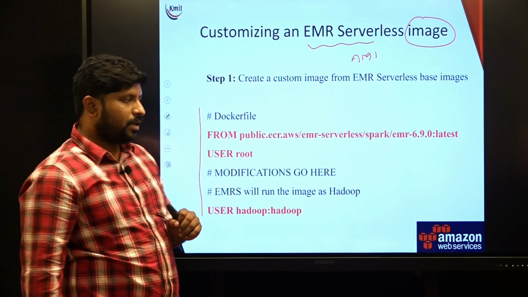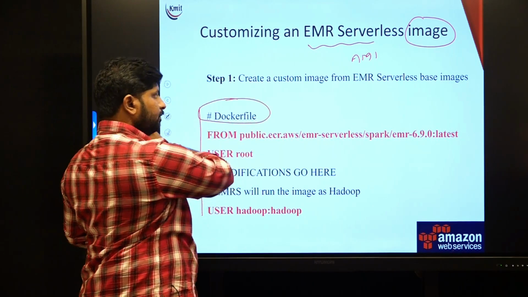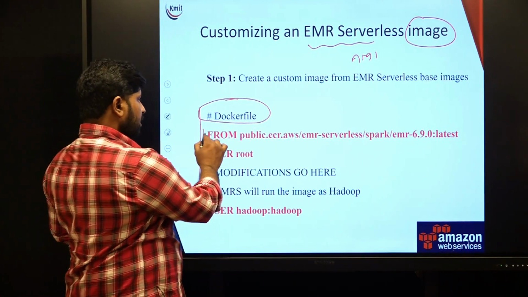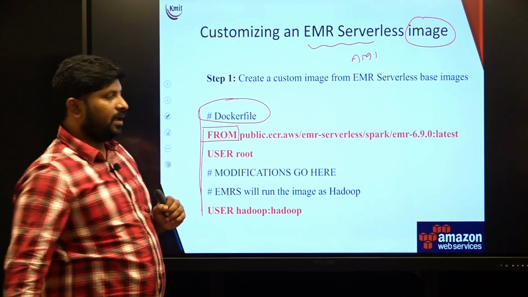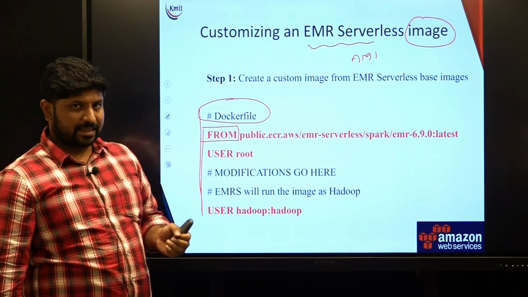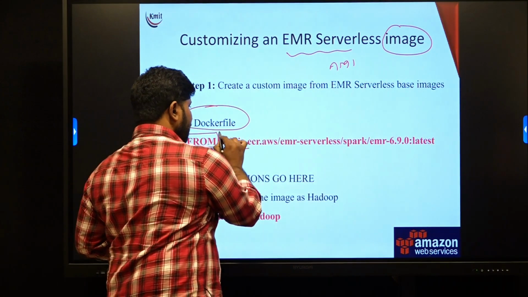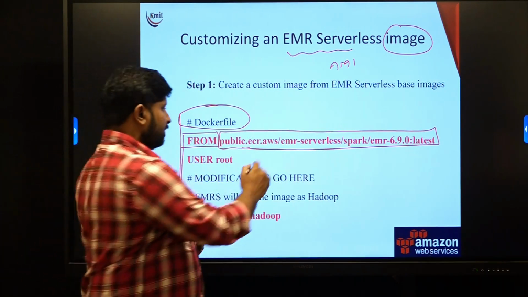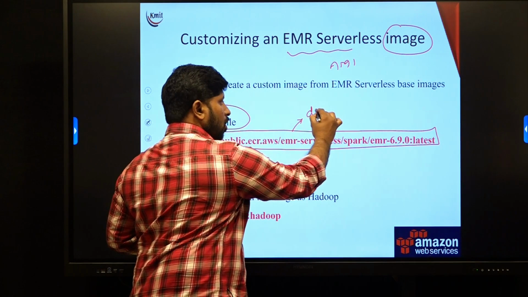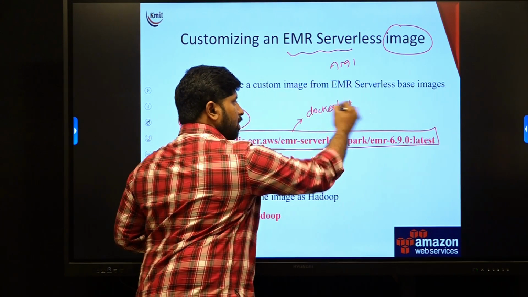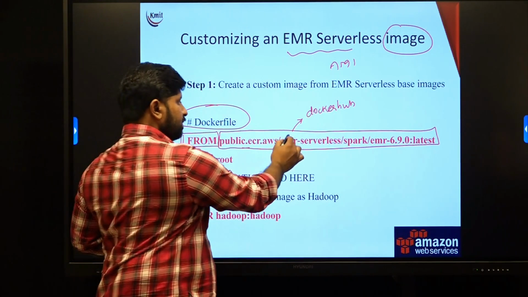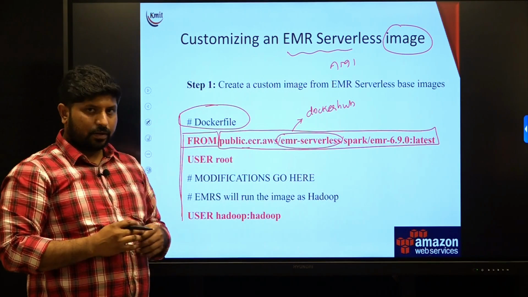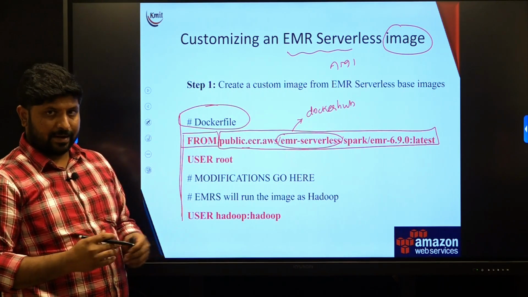So, the first step over here is, we need to create a Dockerfile which has certain attributes. The first attribute is FROM, where the base version needs to be extracted. Over here FROM will take the name of a particular image which is already there, and this will be searched in the Docker Hub. In the Docker Hub, the image name is EMR serverless. That is going to be extracted into your Docker container.